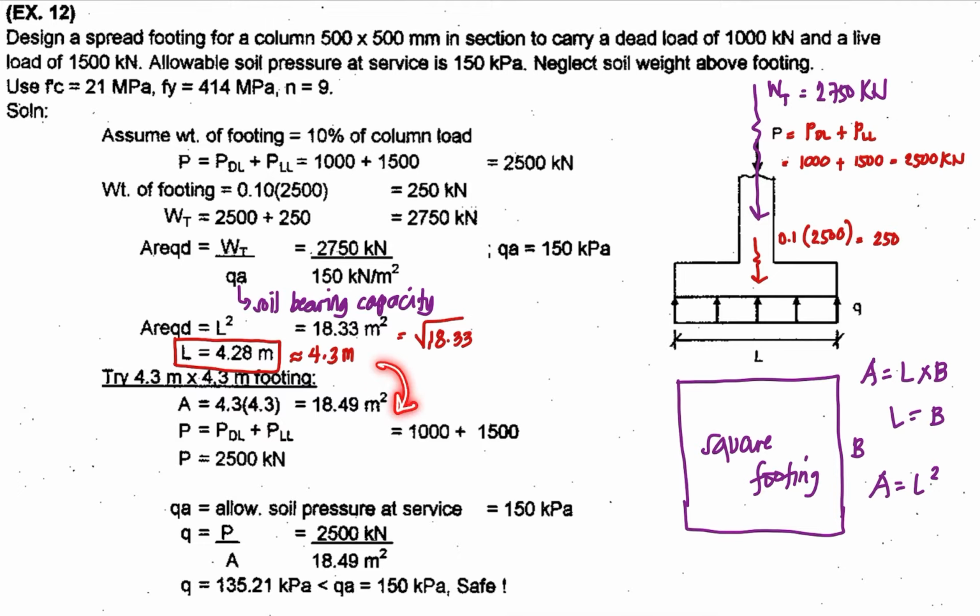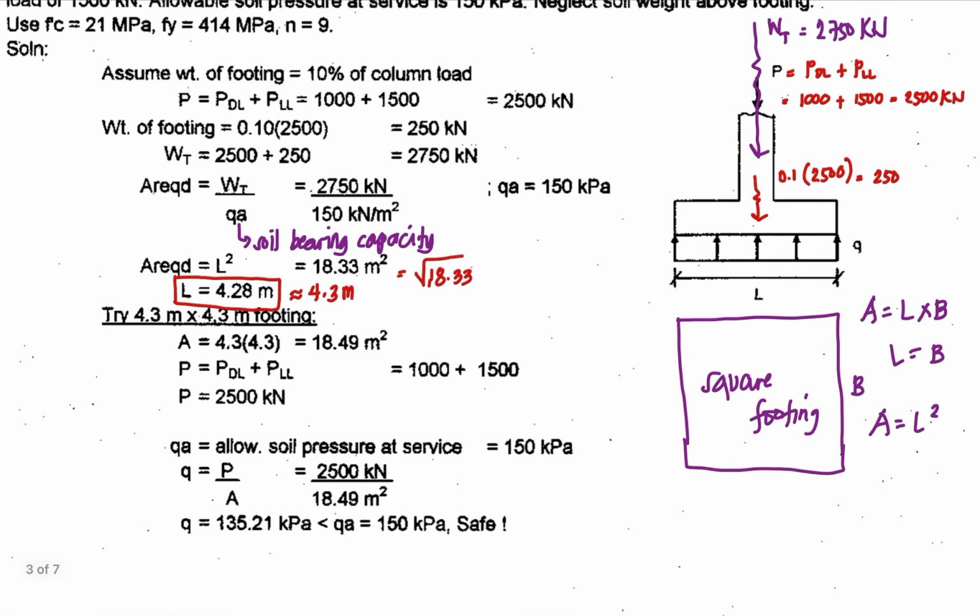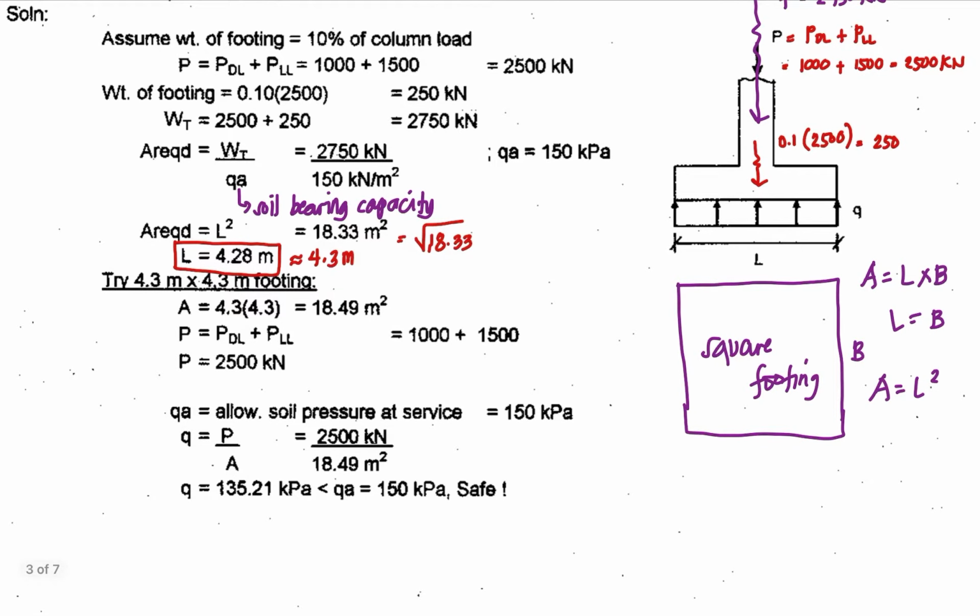So you solve again the area using 4.3 by 4.3. So you have 18.49. And then your P load just for the column, this one is 1,000, this one is 1,500. So you have P equivalent to 2,500 kilonewton. So to check if your actual soil bearing capacity, or actual soil pressure, is less than your allowable. So let's check.